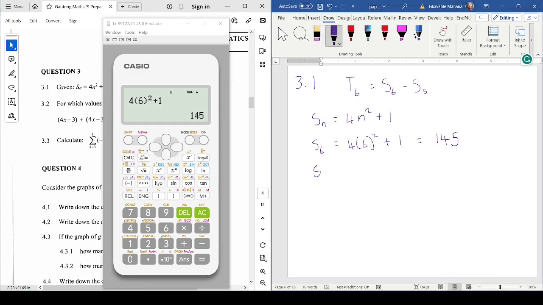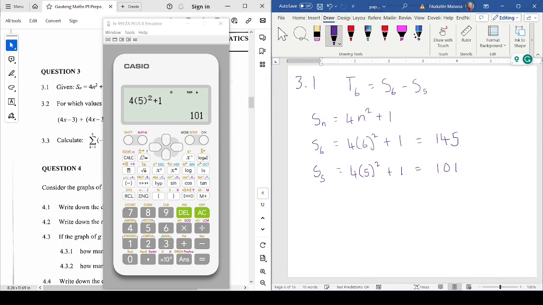Now let's do the same for the first 5 numbers. That's going to be 4, where there's an n, we put a 5, square that, plus 1. What does that give us? I'm just going to go back here, delete that 6, I'll put a 5. That's equal to 101.